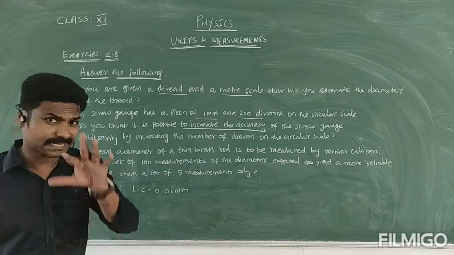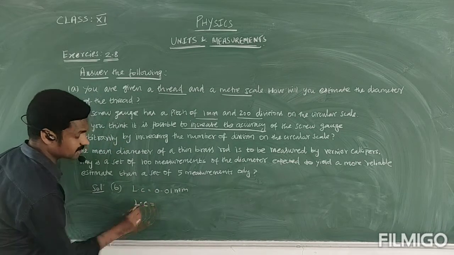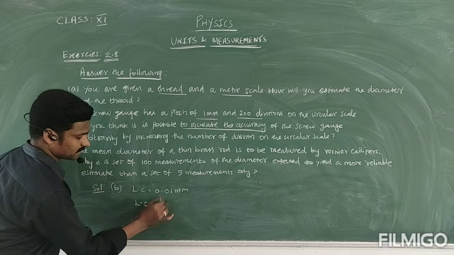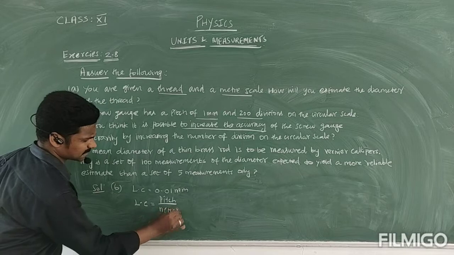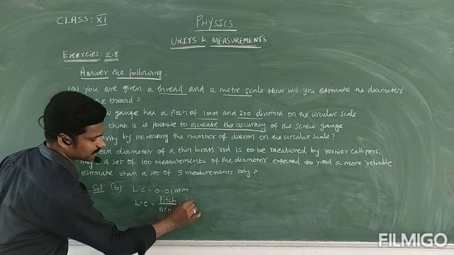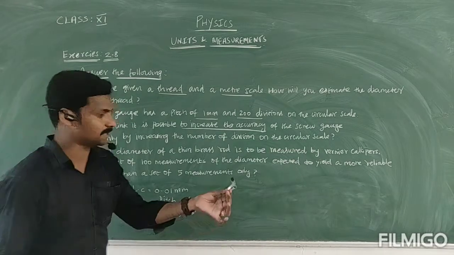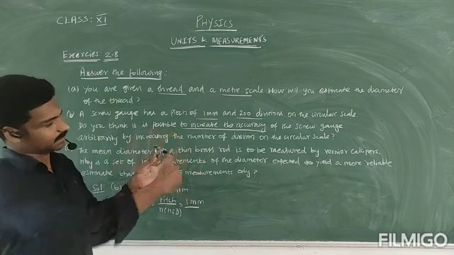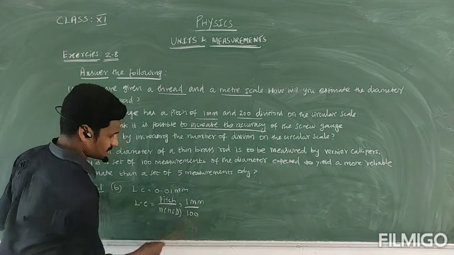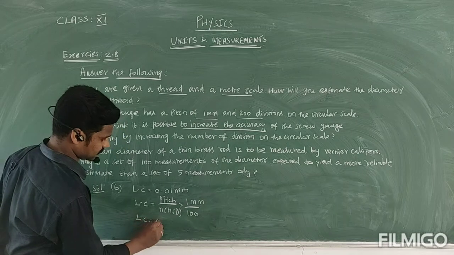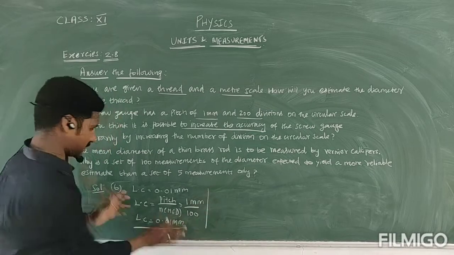Okay, you know how to get this. The least count LC is equal to the pitch value divided by the number of head scale divisions. The pitch value is 1 millimeter, and the number of head scale divisions we are using in the laboratory is 100. So the least count is equal to 0.01 millimeter. This is what we are using in the laboratory.